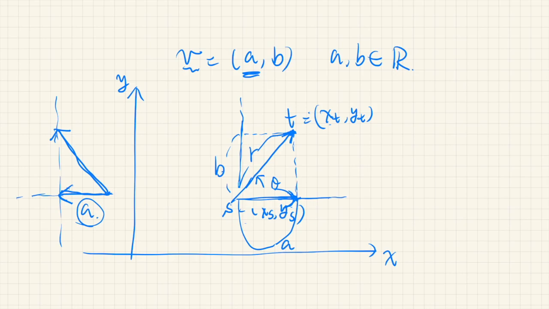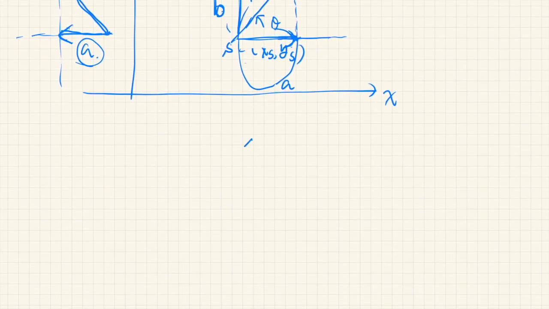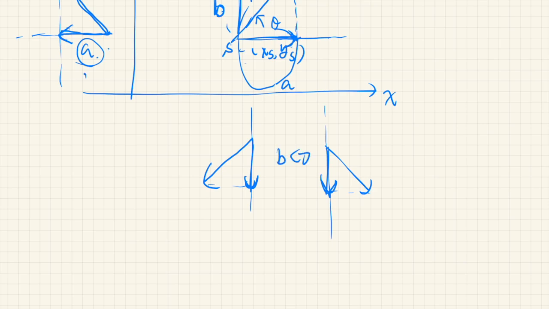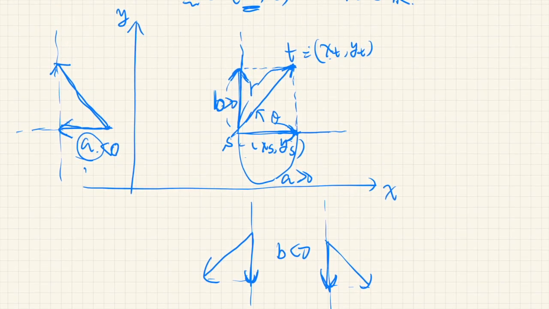And similar for b, the second component. If b is positive, then the projection onto the vertical line points up. And if it's negative, it will look like this or this. If we project onto the vertical line, it points down like this. So b is negative and a is negative, and a is positive and b is positive in this case. Okay.